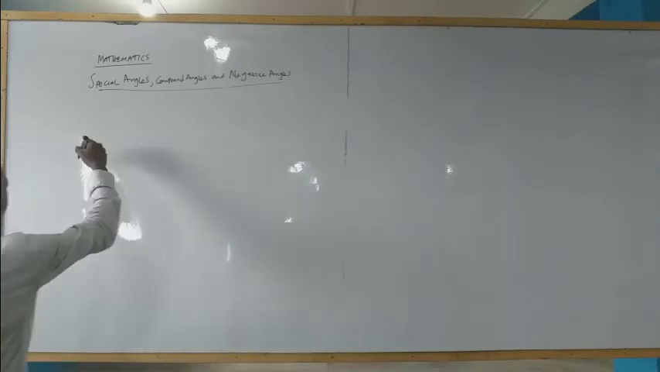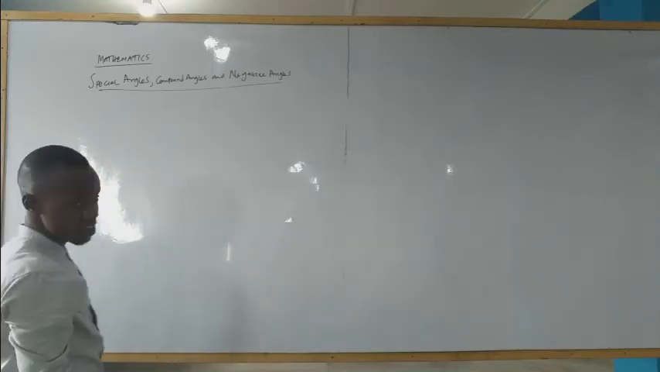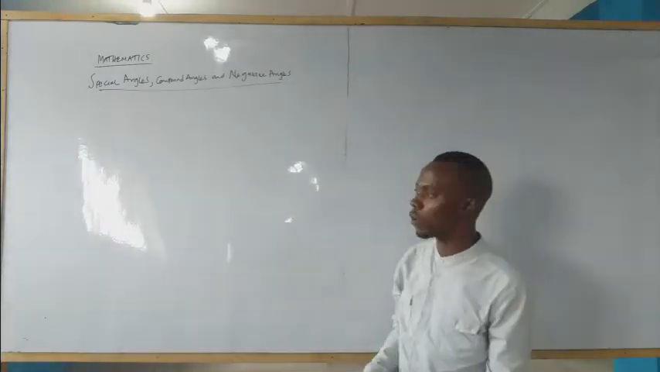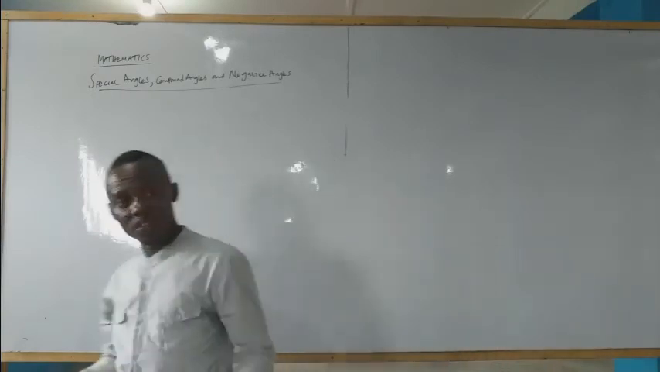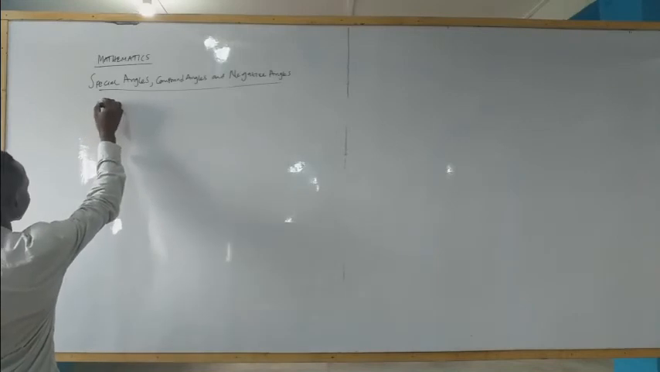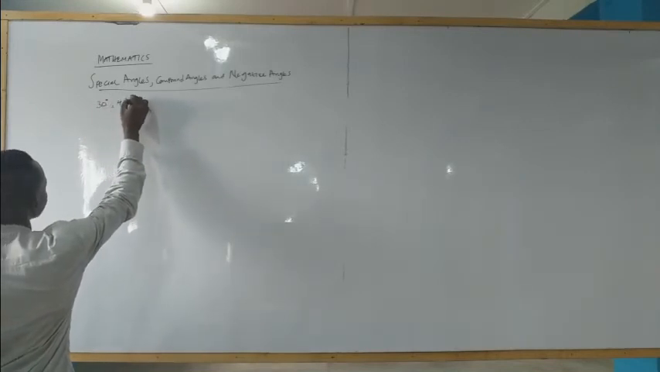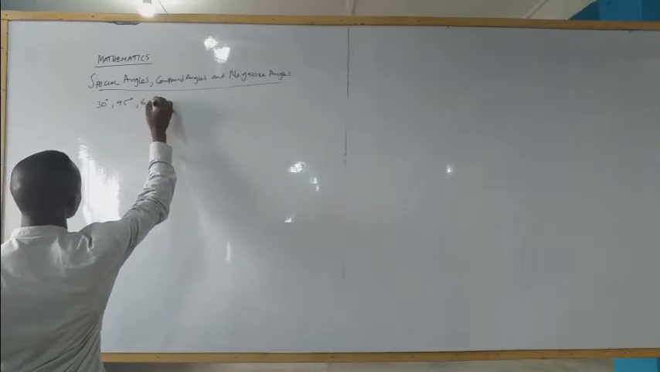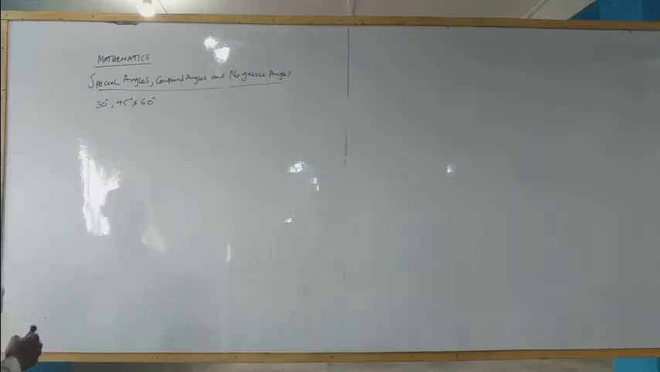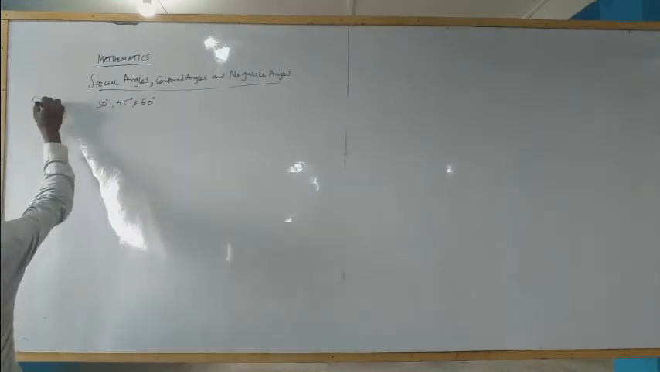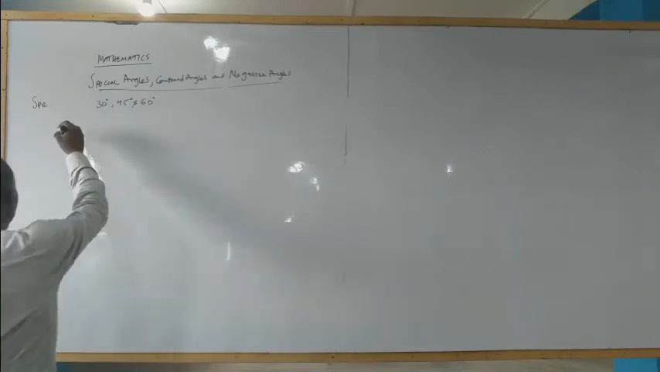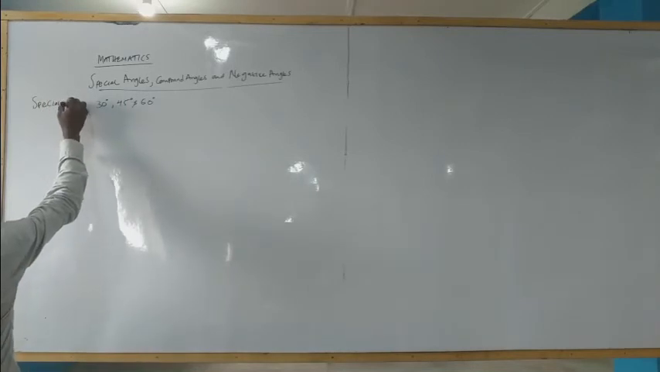When we say special angles, there are some angles that are special compared to other angles. Angles can be anything from 1 to whatever number. But a special angle, we are having 30 degrees, 45 degrees, and 60 degrees. That's what we consider as special angles. Some other people may call them other names, but I call them special angles.